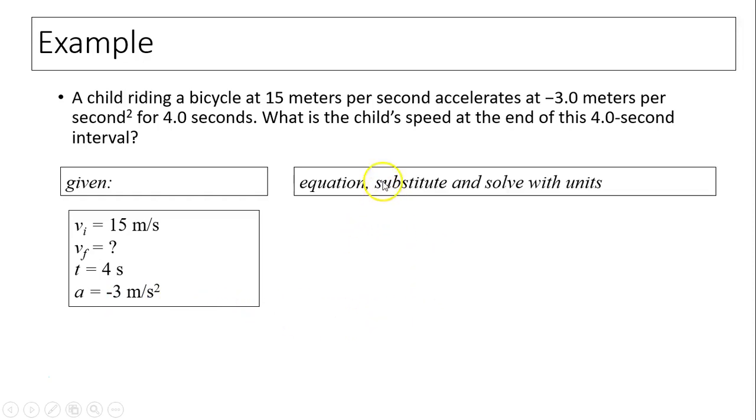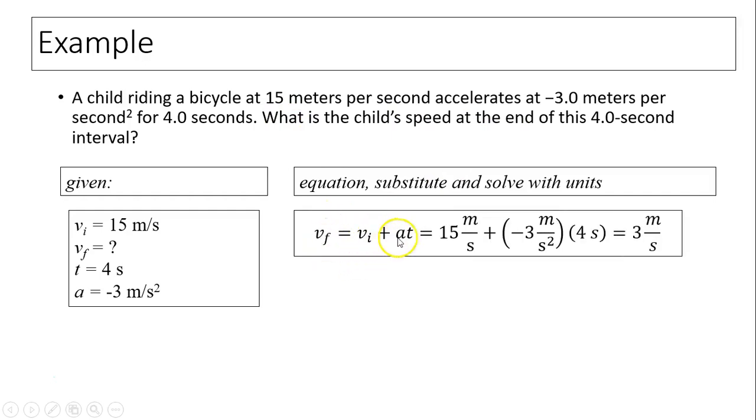Equation. To find a final speed, the equation is Vf equals Vi plus at. Substitute, and here is the answer. That makes sense because acceleration is negative and your speed is positive. That means when they are opposite, you're slowing down. So your final answer should be less than your initial.